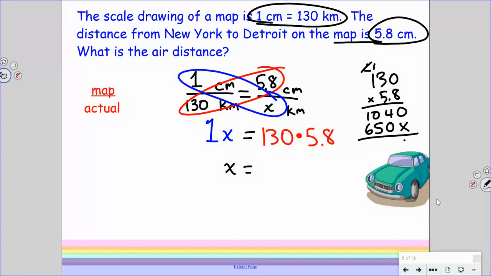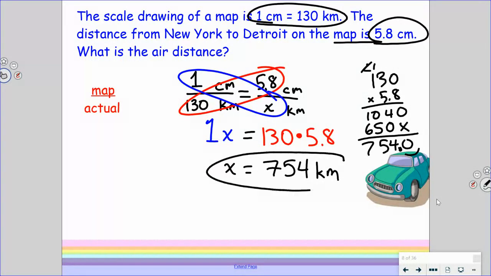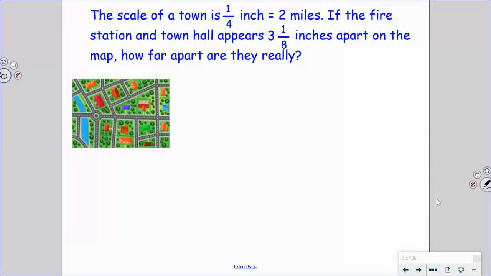And provided that I did not rush, what we're seeing is about 740 kilometers apart. 754, excuse me.